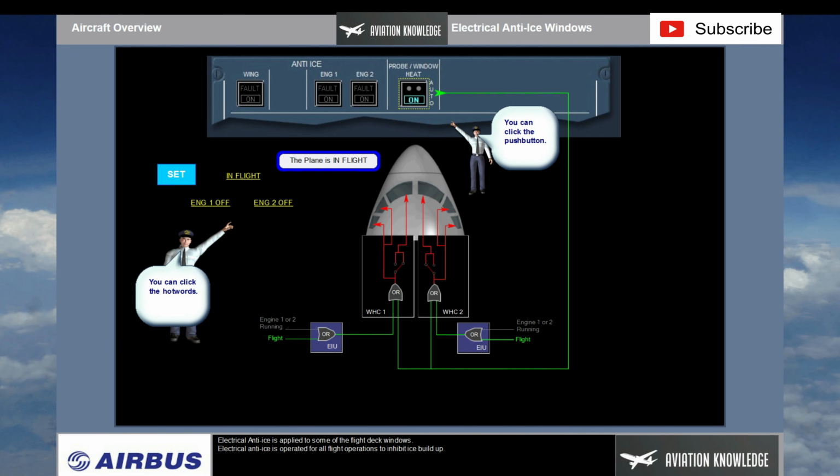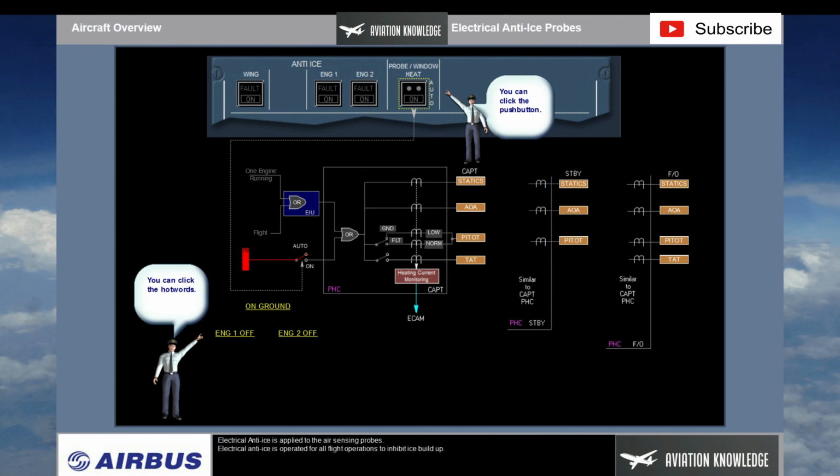Electrical anti-ice is applied to some of the flight deck windows. Electrical anti-ice is operated for all flight operations to inhibit ice buildup. Electrical anti-ice is applied to the air sensing probes. Electrical anti-ice is operated for all flight operations to inhibit ice buildup.